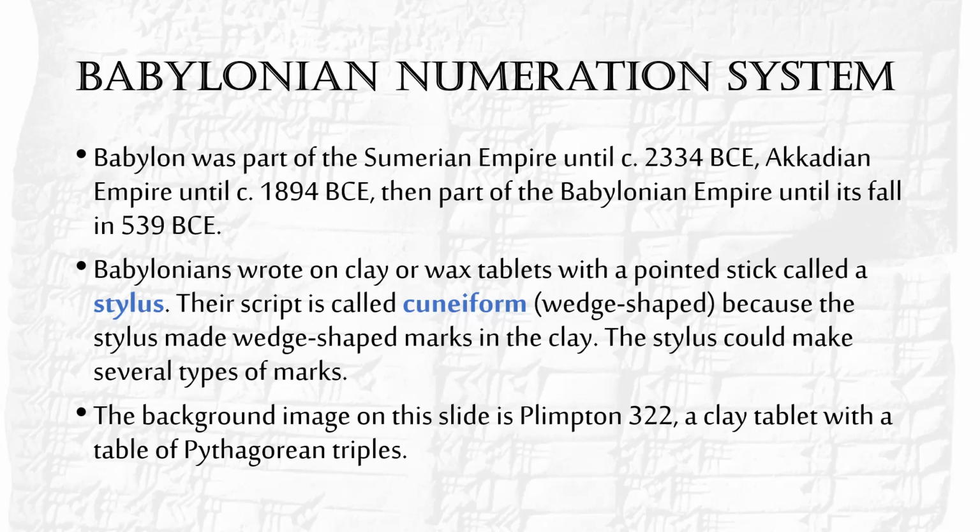So the stylus makes wedge-shaped marks in the clay or in the wax, and you can make several types of marks depending on how it hits. If you hit it directly on one edge, you get a long wedge-shaped mark. If you hit it just on the corner, you get a different kind of mark. You can kind of see that in the background image on this slide. That's Plimpton 322. That's a clay tablet with a table of Pythagorean triples on it.